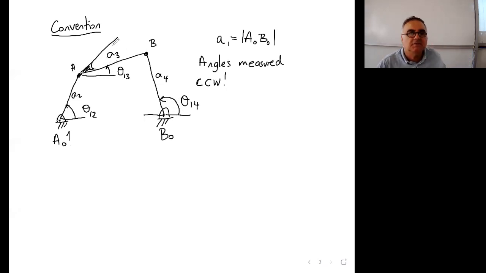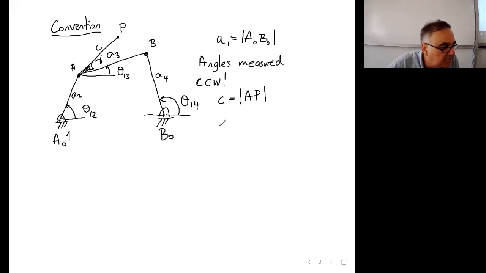Also, it might be possible that your links have extensions like this one. Let's say that there is a welding here, so that at this position the link length is A3, but this link is extended a little bit. And then there is a link position P here. And we might want to find the position of link point P. Usually the distance between A and P is termed, well, it's not necessary, but C is the distance between A and P. And we also need this angle. You can call it any angle, but we will call it gamma here. So we use gamma for the angle between AB and AP, and it's a fixed angle.